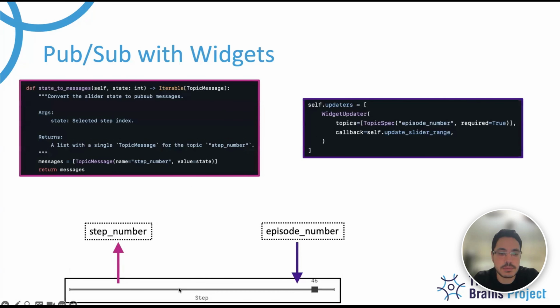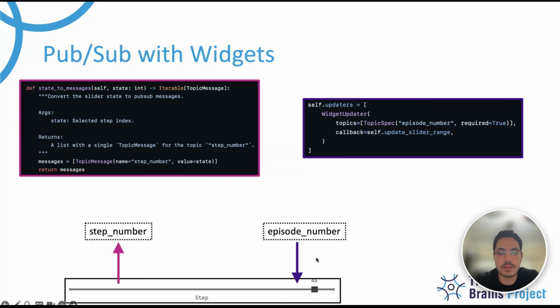If we go to the step, now the step receives the episode number and it publishes the step number. So publishing the step number is exactly the same way. I have the state to messages and I'm just telling it to publish step number.